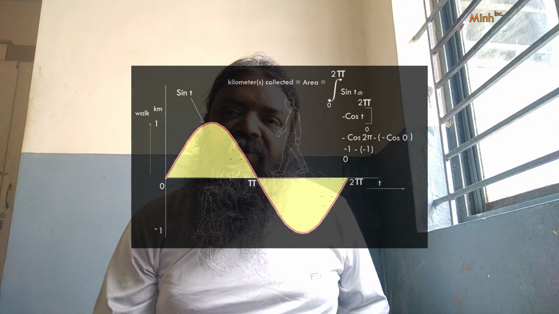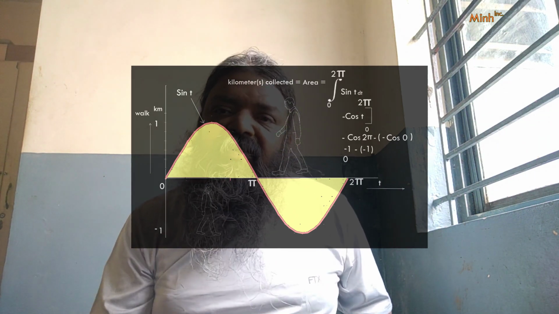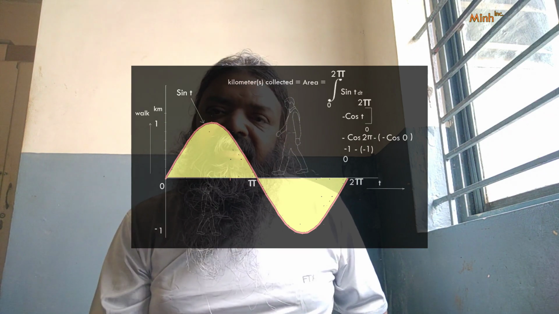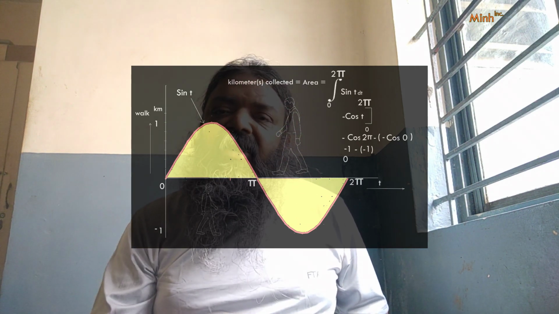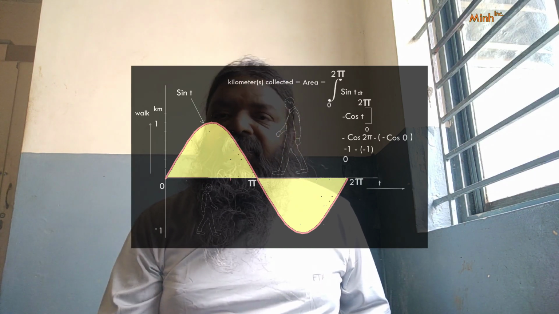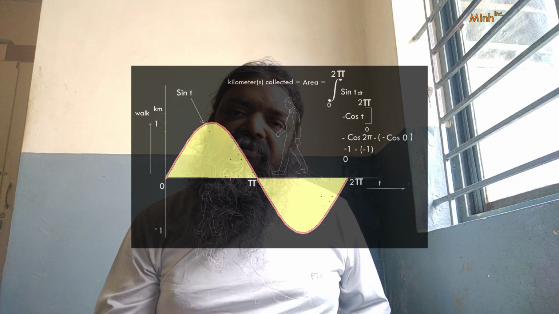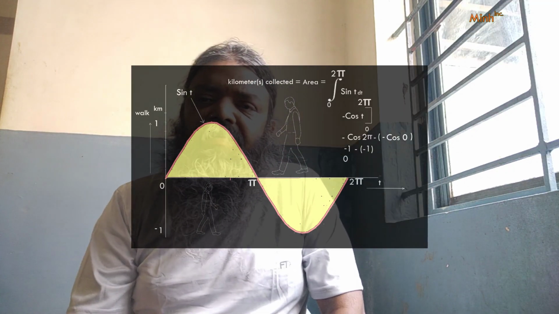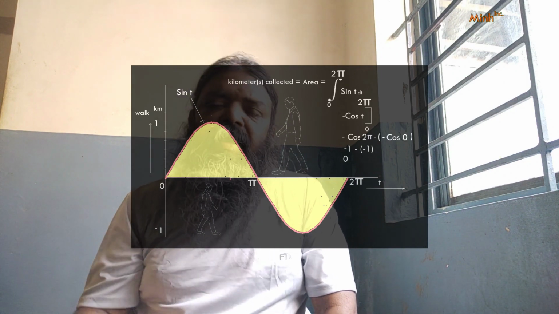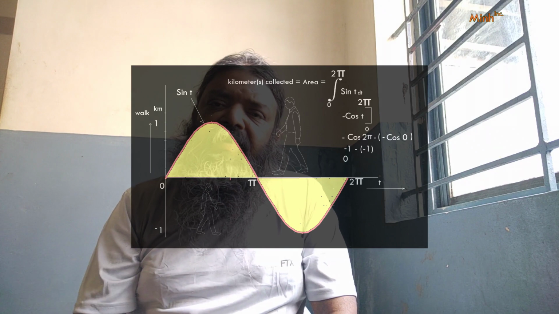He collected 2 kilometers. From pi to 2 pi, how much did he collect? It is negative, the way we see the sign. Negative means he is coming back. He proceeded with growing the collection of kilometers. At one moment the collection is maximum, then he decreased the speed and comes to rest. Negative sign means he is coming back. So from pi to 2 pi, he started coming back.